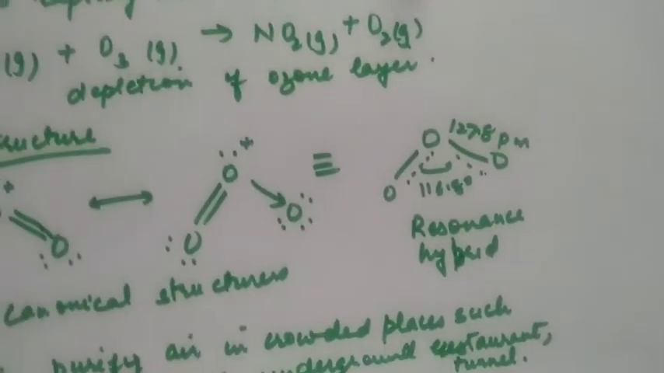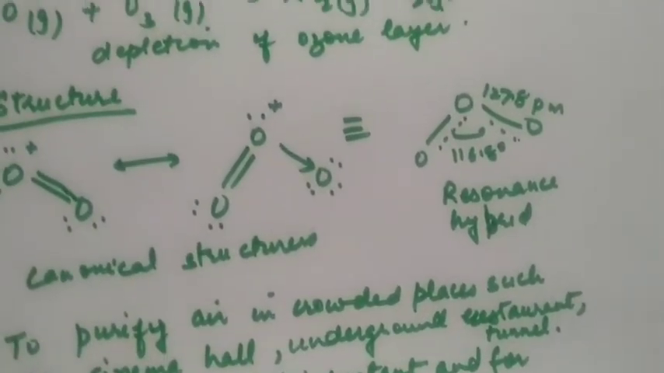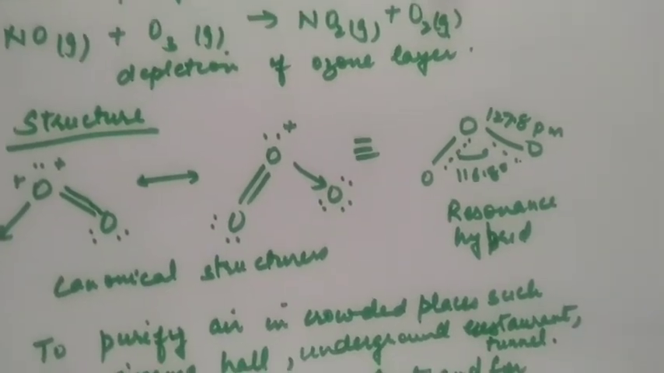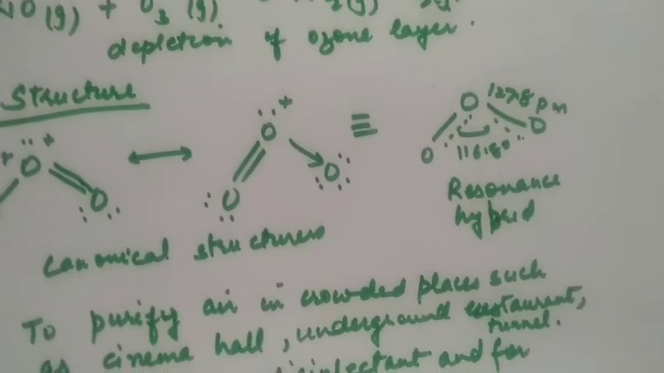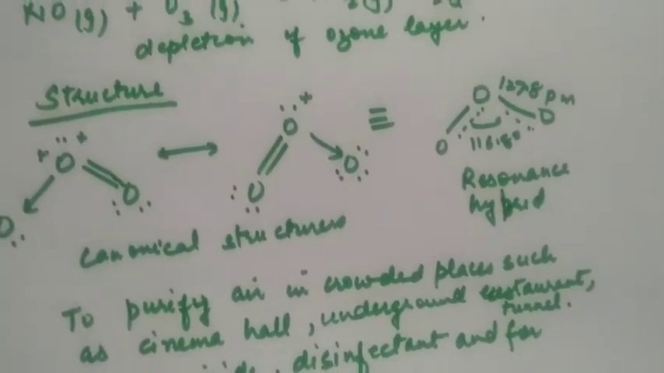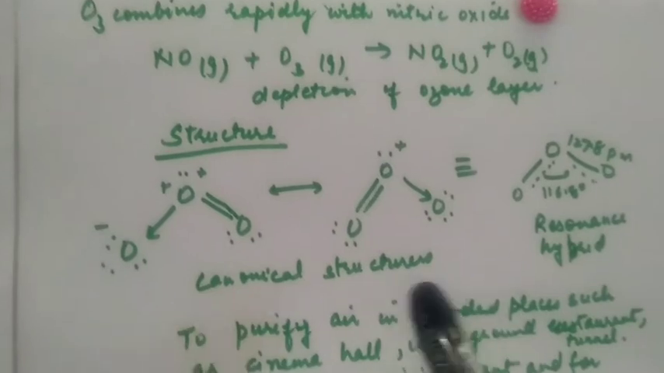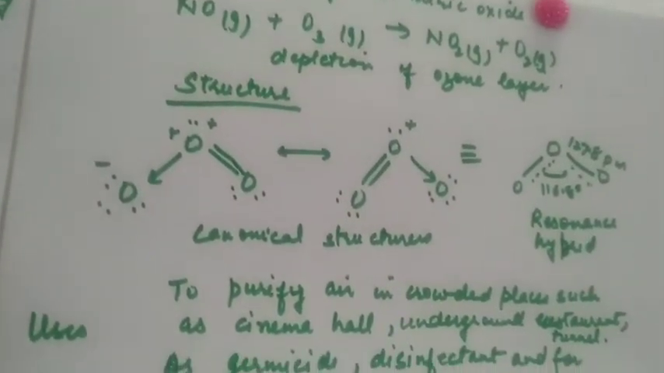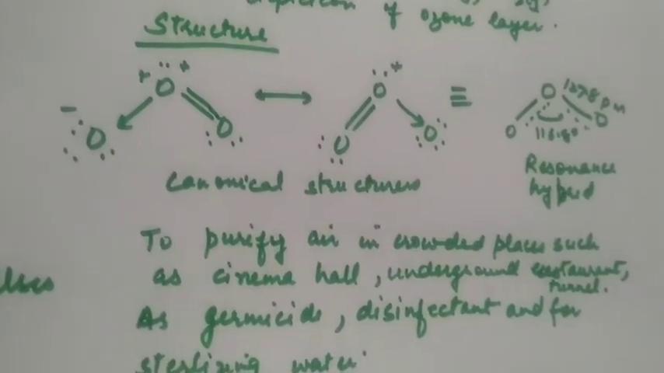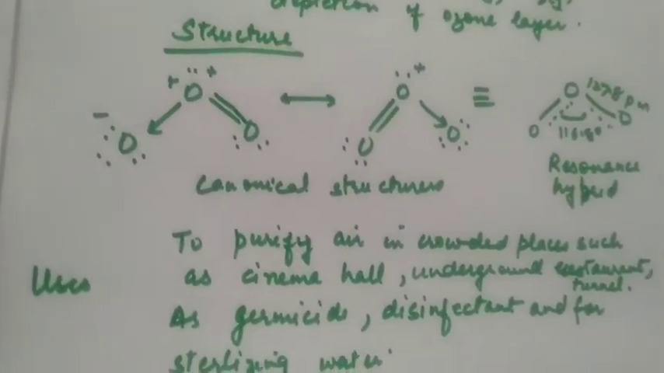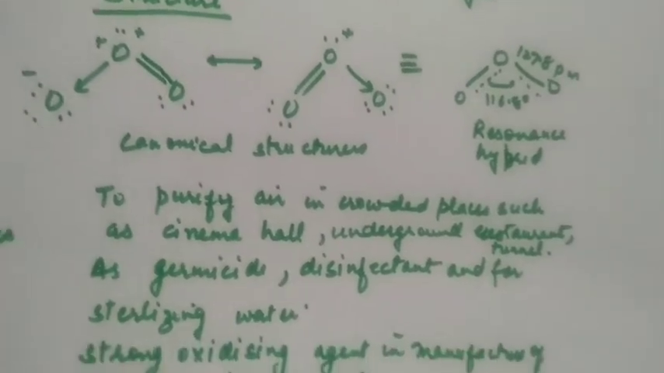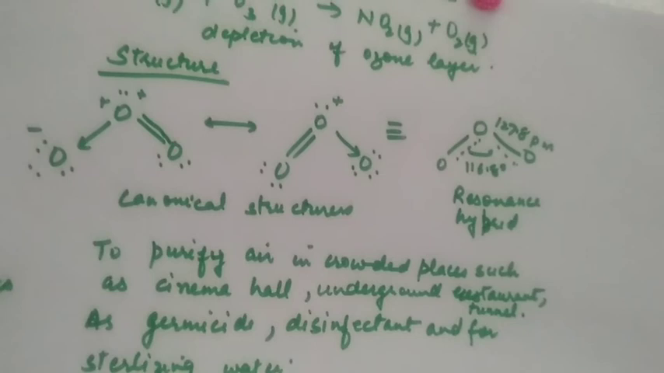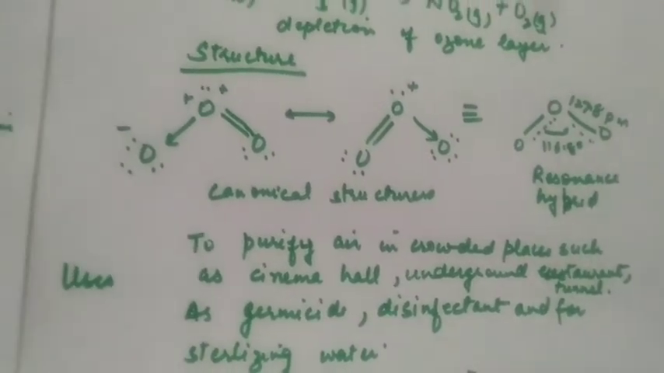Structure of ozone. Ozone has a bent structure with a bond angle of 116.8 degrees and an equivalent oxygen-oxygen bond length of 127.8 picometer. This can be understood if we draw two canonical structures for ozone, one having a coordinate bond and a double bond, and the other reversing the positions of double and coordinate bonds. So the actual structure is an average of the two structures and is called a resonance hybrid.